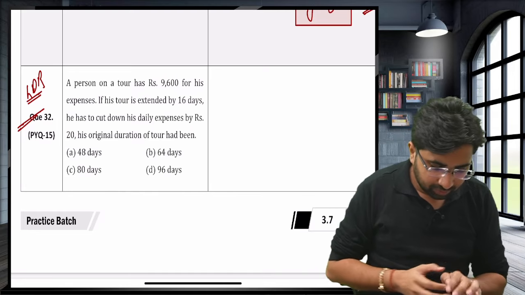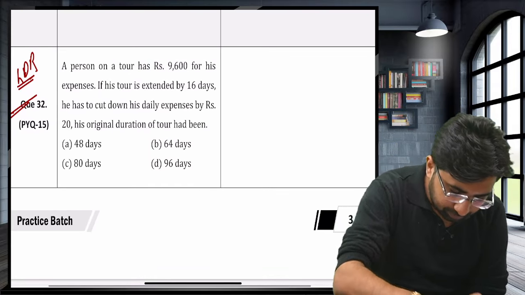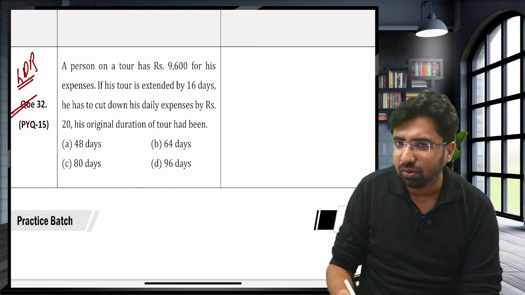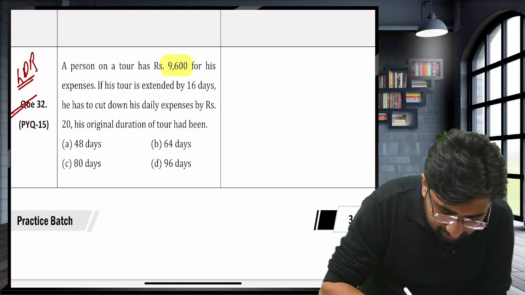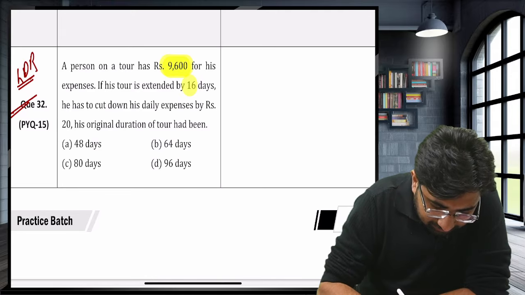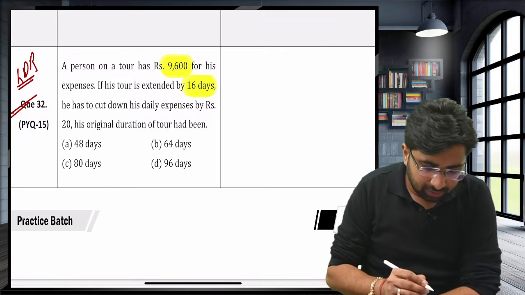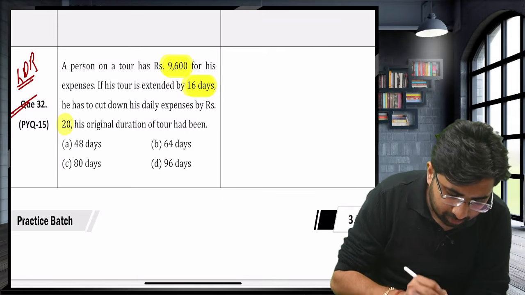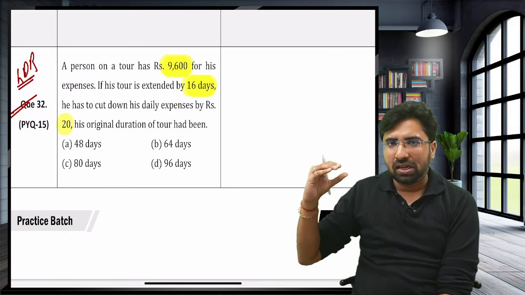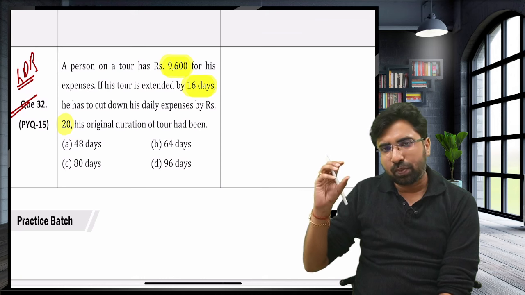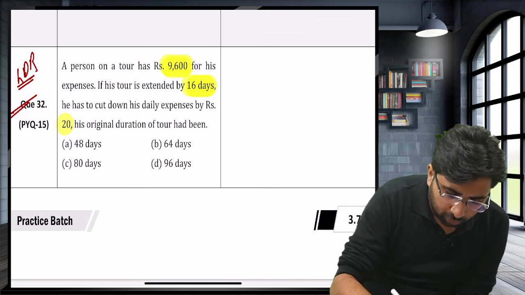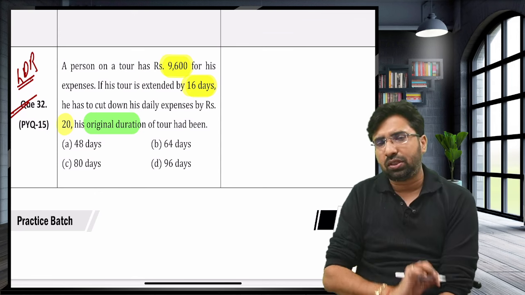Now guys, look at this. A person is on a tour, total he is having 9600 rupees expense. If we extend his tour by 16 days, his daily expense is cut by 20 rupees. How much was the original duration? I don't know the original duration.